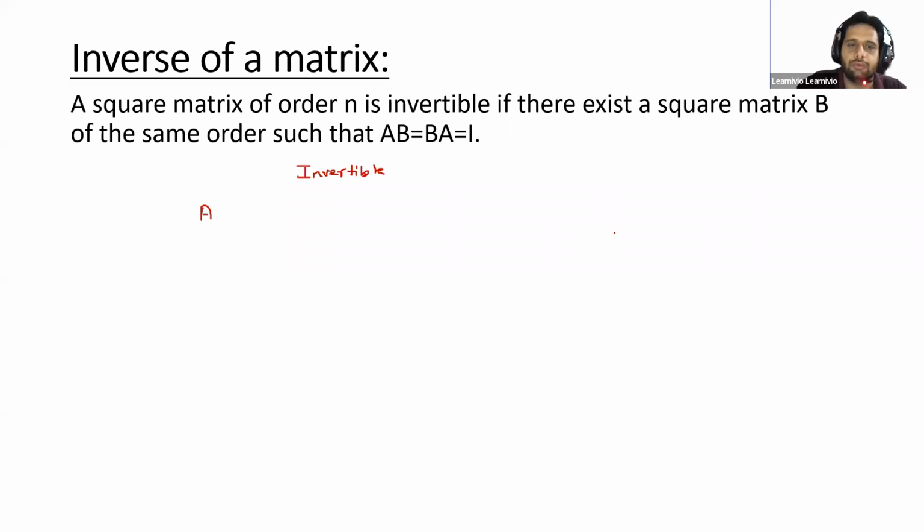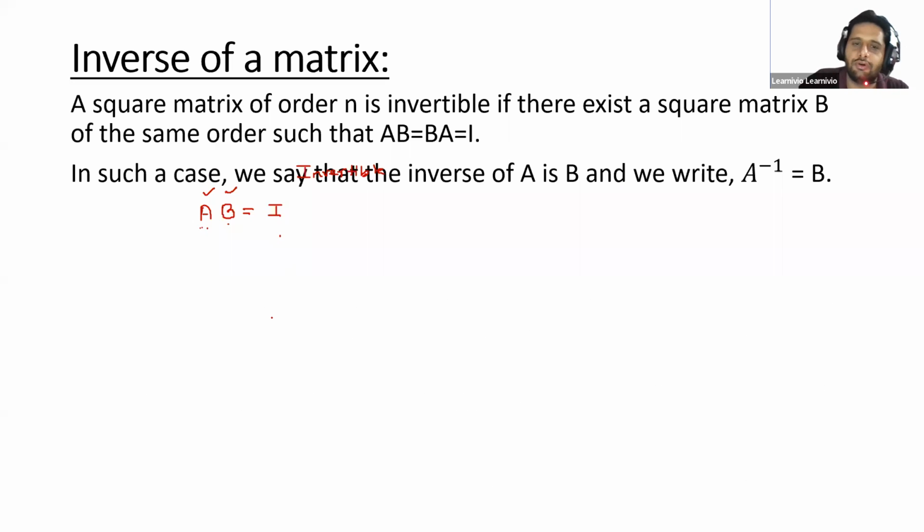Now, what is the inverse of a matrix? Suppose we have a matrix A, we are multiplying this matrix with B and we are getting the identity matrix. What is the order of the identity matrix? The same order as that of A. What is the order of B? Same order as that of A. So if we multiply A with B and get an identity matrix, then we will say that B is the inverse of A.